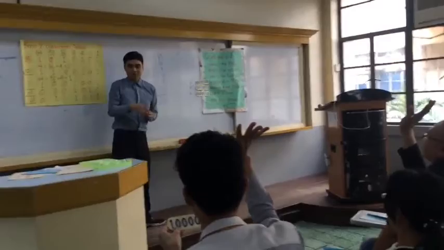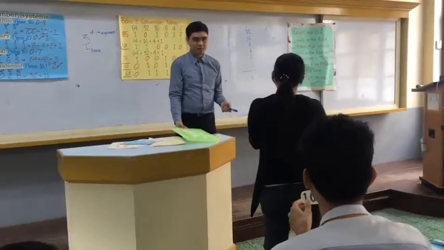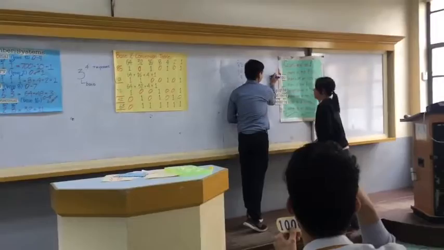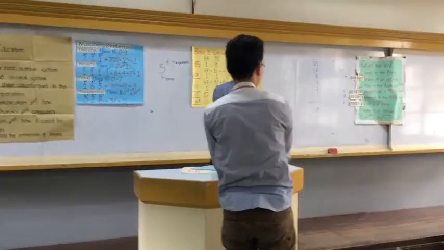What's your number? 0001000. Okay, what is it in decimal form? 9. Brains of an octopus. Okay. Next, Sir Ed, what's your number? 1000010. Okay, what is it in decimal form? 66. What has 66? Okay.